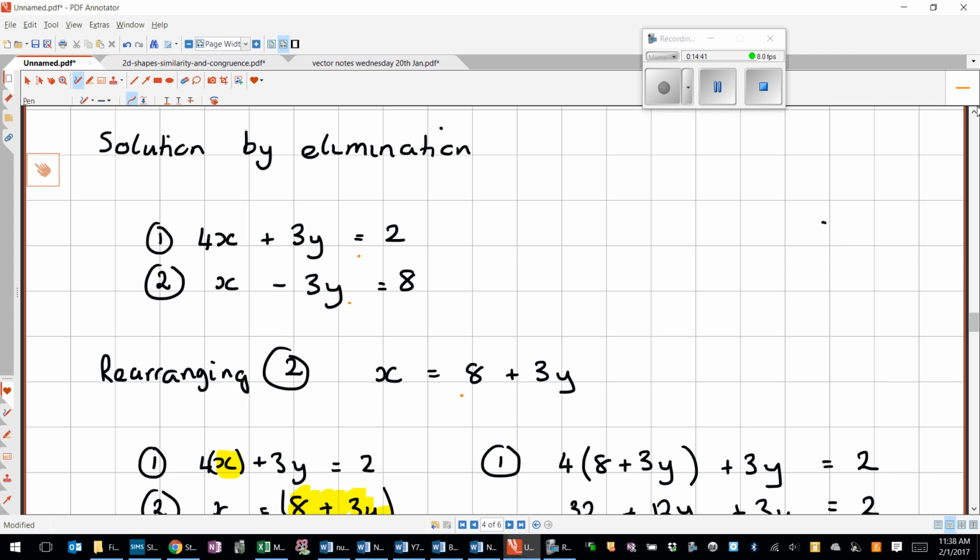So we're in this situation where we would need to rearrange if we were going to use substitution method.